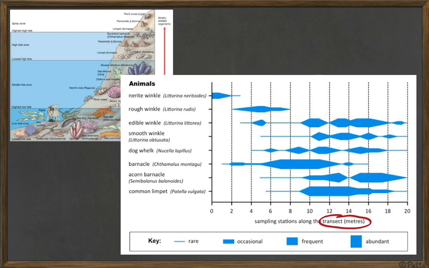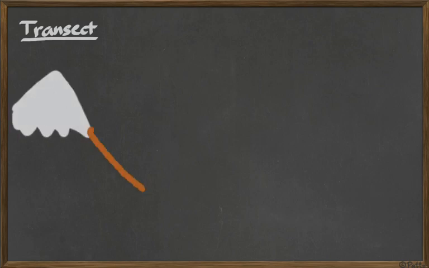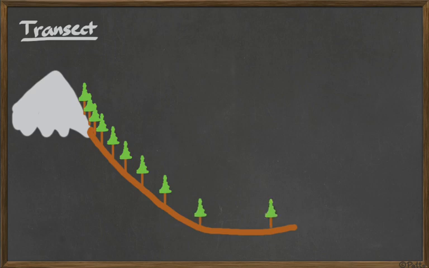Here we see that we have different distributions of animals, where they are abundant, where they are frequent, occasional, or very rare. So this is what we have in a rocky shore for the distribution of certain animals. And this here was made using a transect. So what is a transect? A transect is a method for us to try to determine the abundance of some organisms and try to relate that to some characteristics.